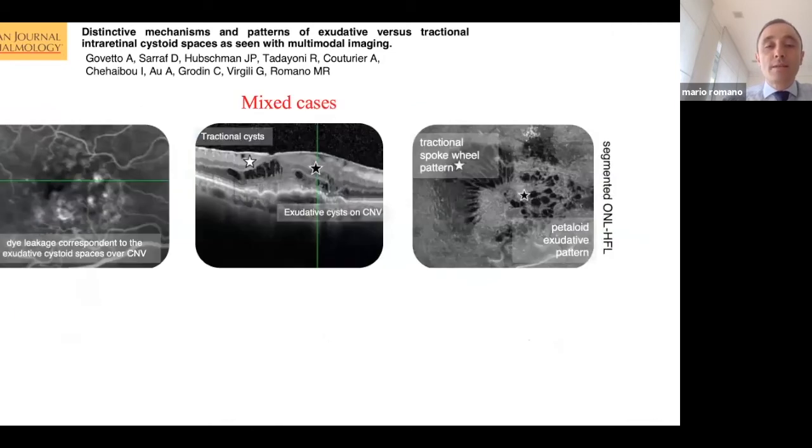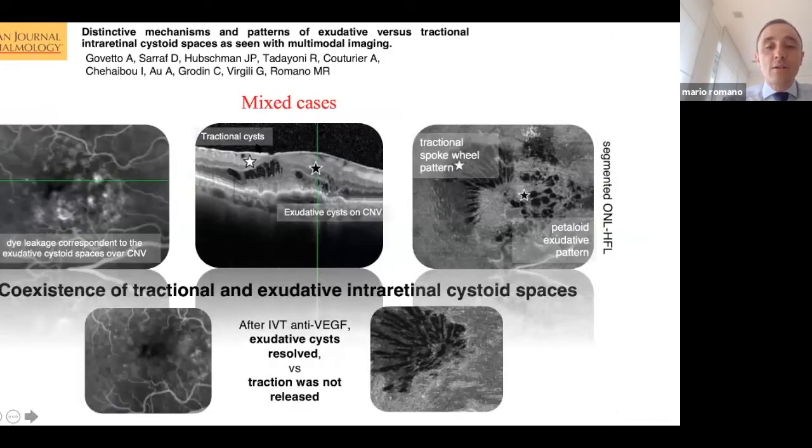We have also mixed cases where we have traction, and at the same time, we have also exudative cystoid space. And as you can see here, after anti-VEGF injection, we have exudative cysts that resolved, but traction was still present.